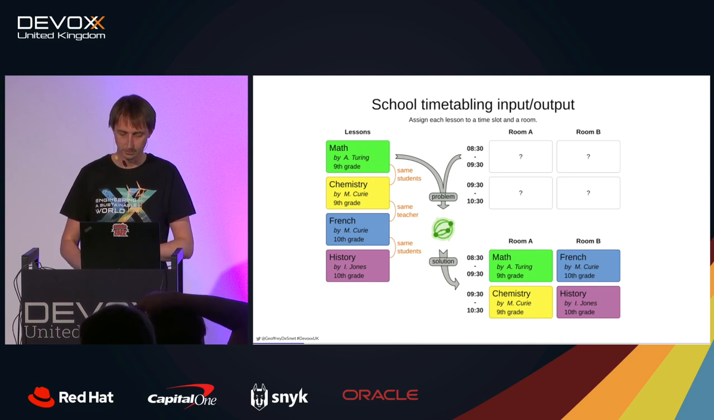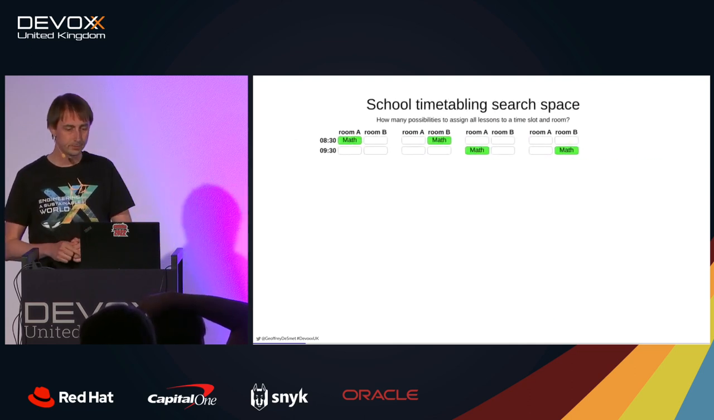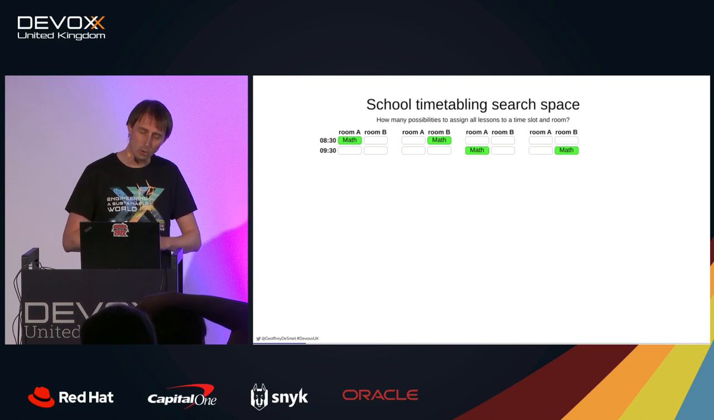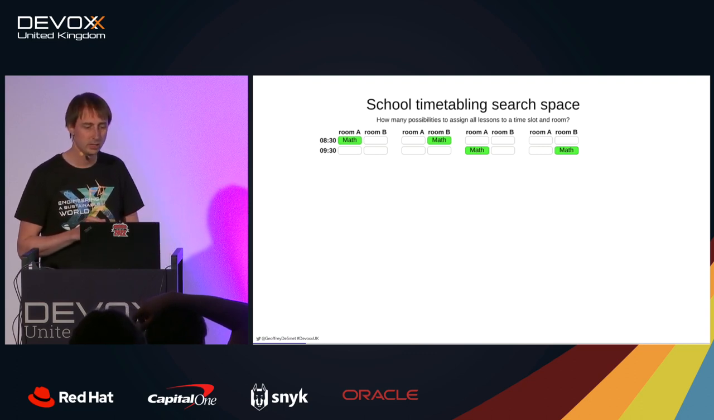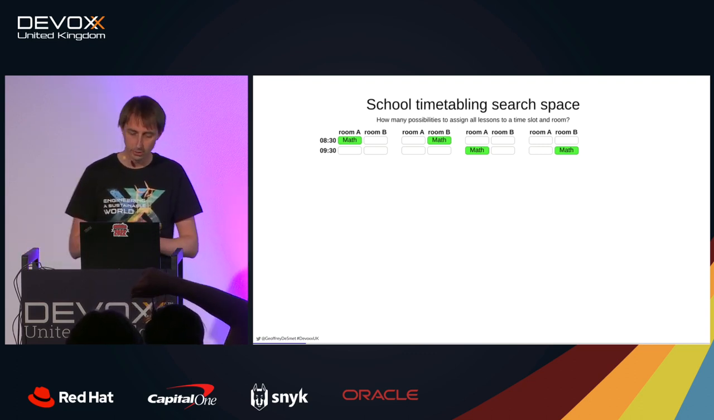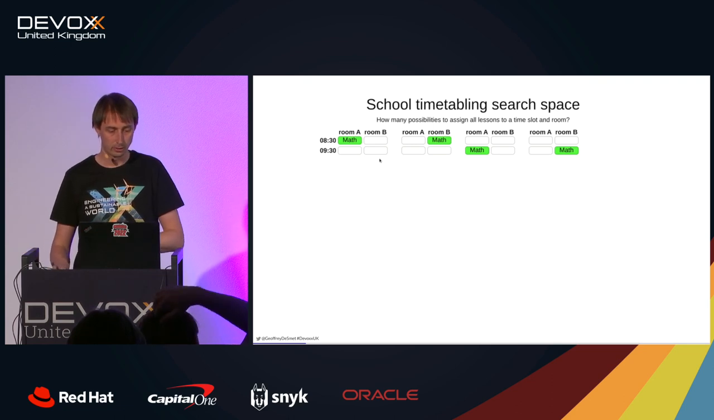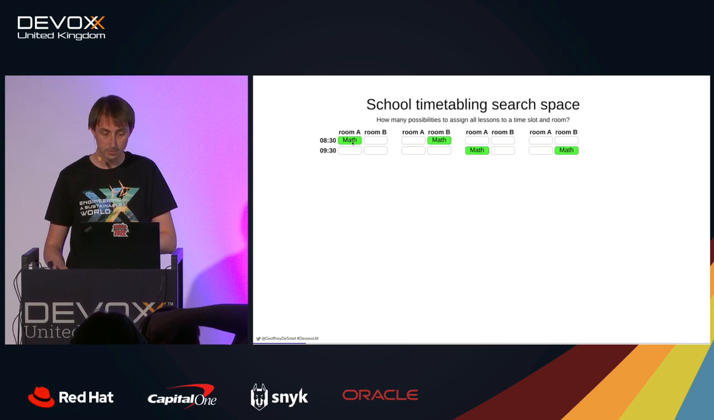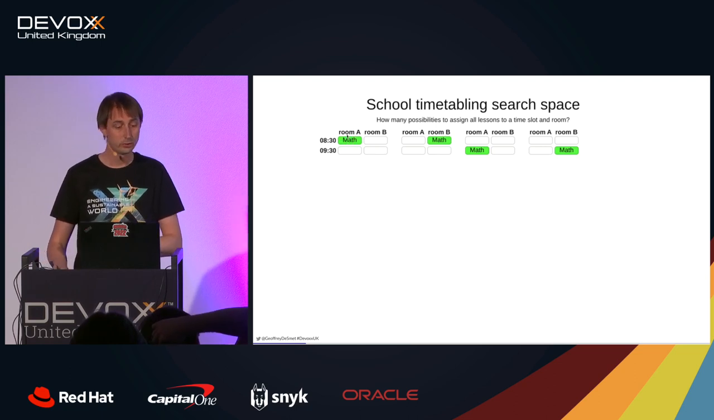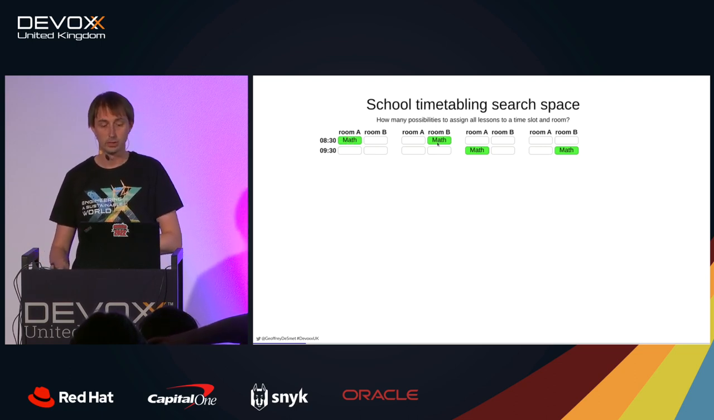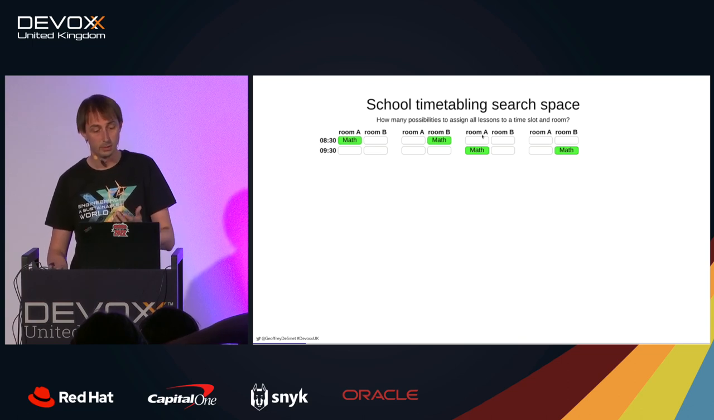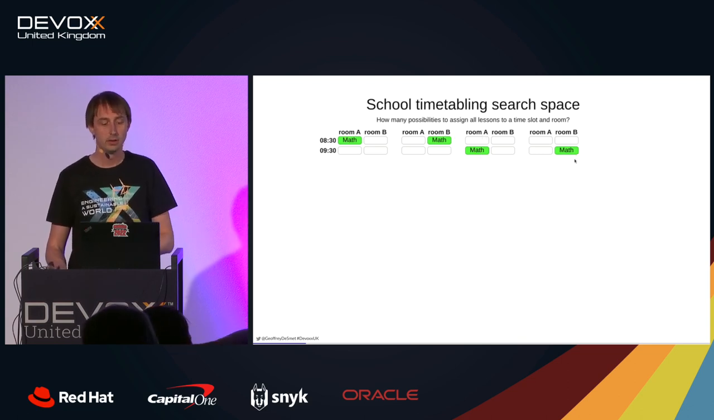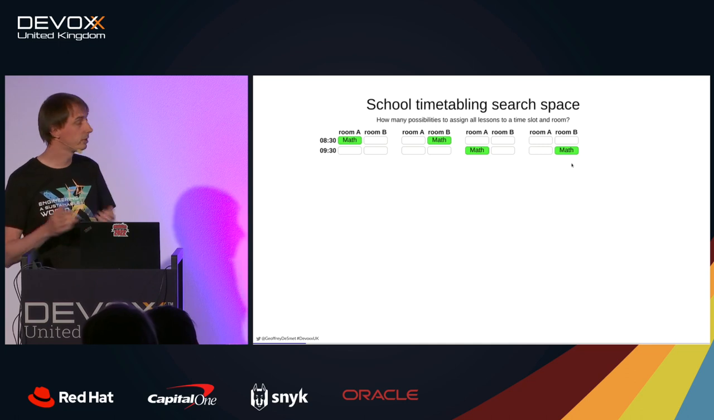So let's take a look at that. Let's look at the size of the search space, all possible ways you could schedule those lessons into those rooms. Here we have those four slots basically, in two rooms and two time slots. We could schedule math in the first room, room A at 8:30, or in room B at 8:30, or in room A at 9:30, or in room B at 9:30, right? So that's four different options.